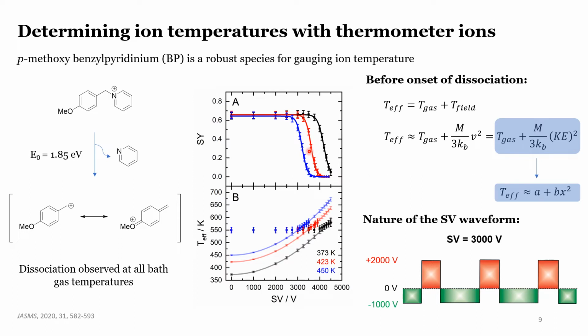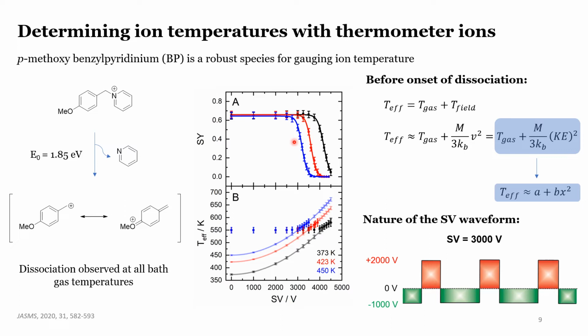is an important one. Looking back to panel A, as the temperature of the bath gas increases, the onset of dissociation of the species occurs at lower and lower separation voltages, as indicated by the red and blue traces. This in itself is an important observation, as it supports the hypothesis that ions are thermalized to the temperature of the bath gas after the electrospray process.